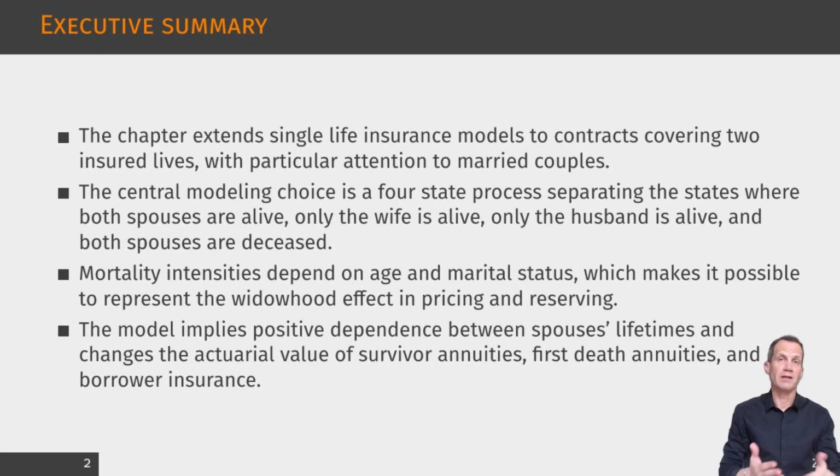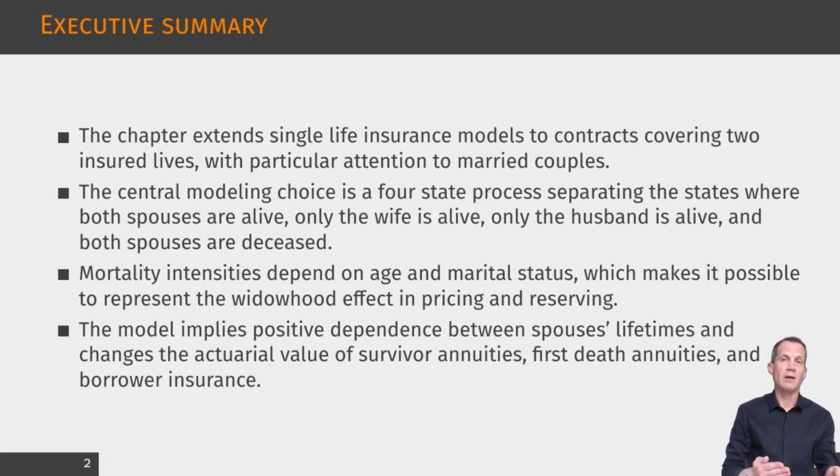This chapter extends the single life framework to contracts covering two insured lives, with the married couple used as the reference example. This choice is not restrictive for the main ideas, because most of the formulas depend on whether both lives are present, whether one spouse has died, and whether the contract continues after the first death. The central modeling device is a four-state process. In the initial state, both spouses are alive.